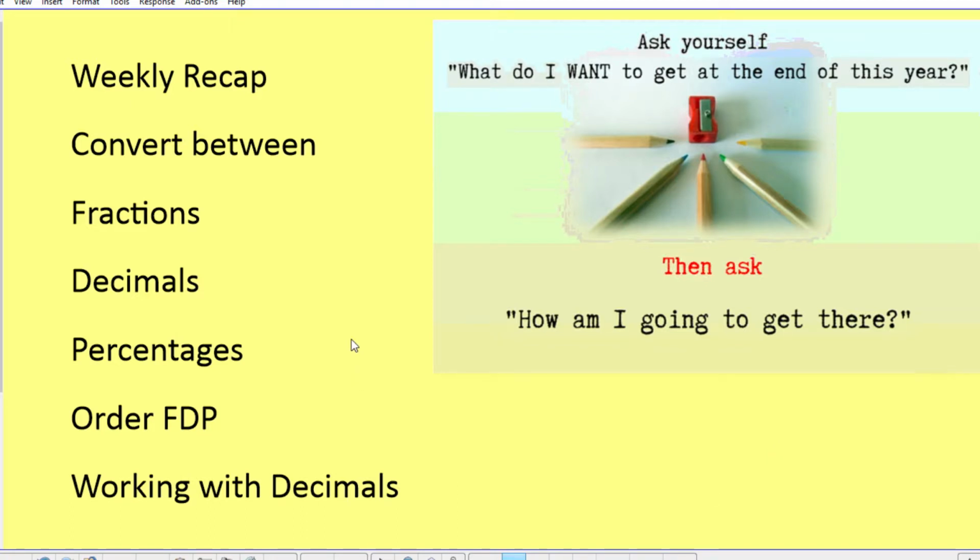We've had a week off because it's been half term, but we're back at it again. So in this weekly recap, we're going to have converting between fractions, decimals, and percentages, then how to order fractions, decimals, percentages, and then a little bit of arithmetic with these decimals. Again, we've got to ask ourselves what our target is and how we're going to get there. Let's begin.